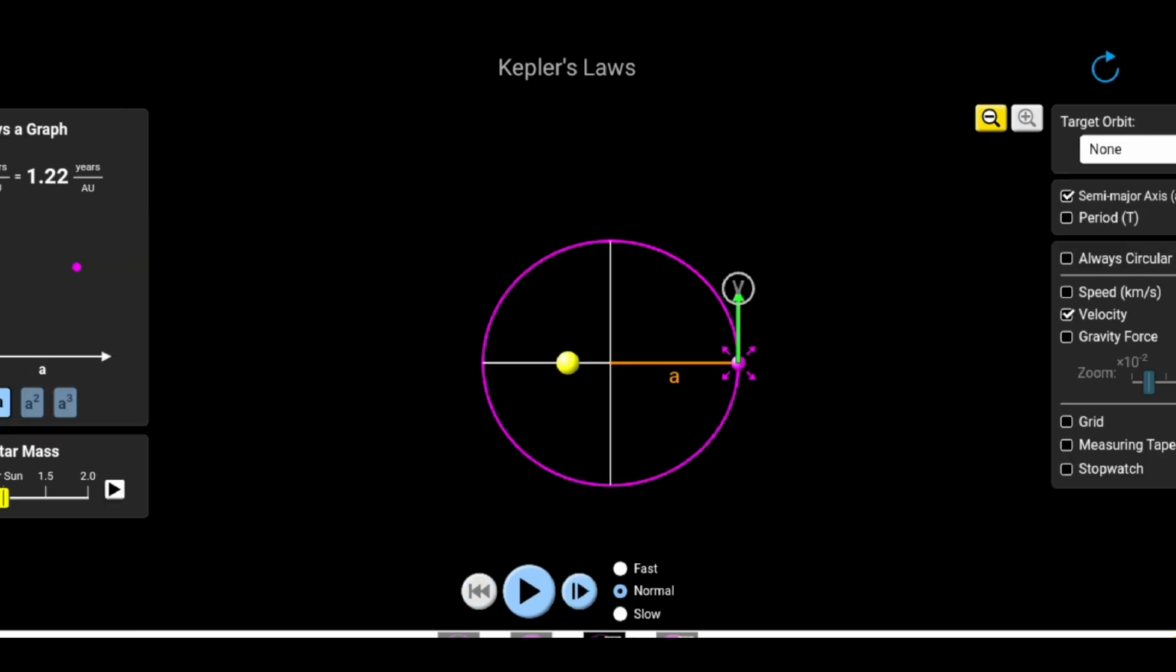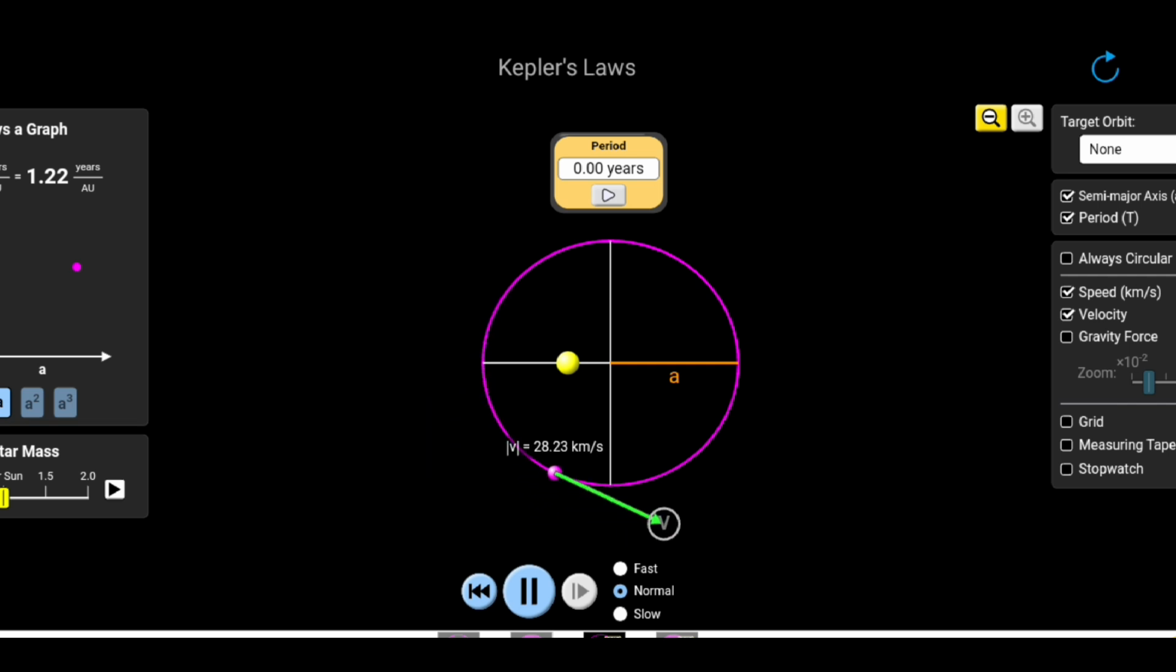Kepler's third law. The law of harmonies. The statement: the time a planet takes to orbit the Sun is related to the size of its orbit. Breaking it down, planets closer to the Sun complete their orbits more quickly than planets farther away. For example, Mercury, the closest planet to the Sun, takes just 88 days to complete one orbit. Meanwhile, Neptune, the farthest planet, takes 165 years.